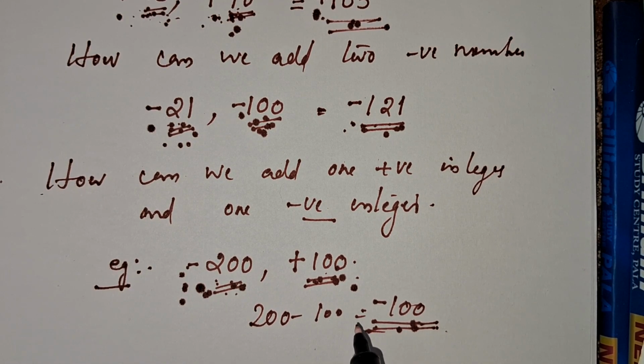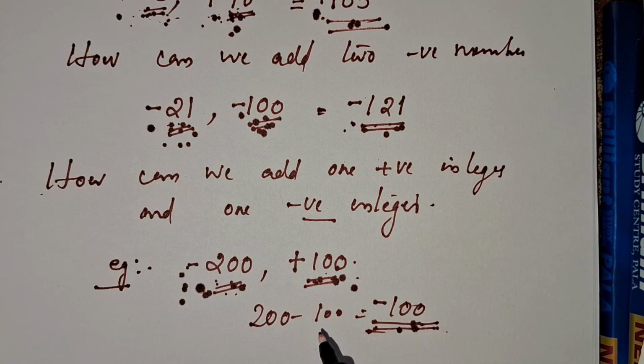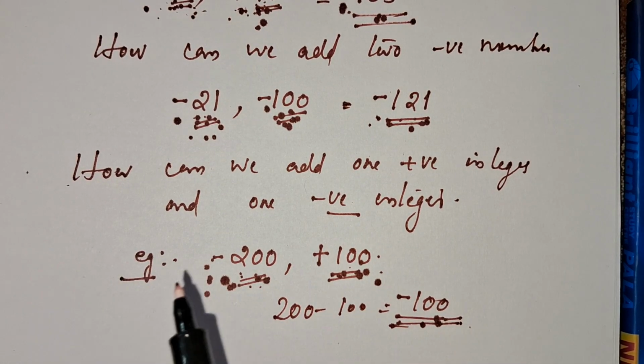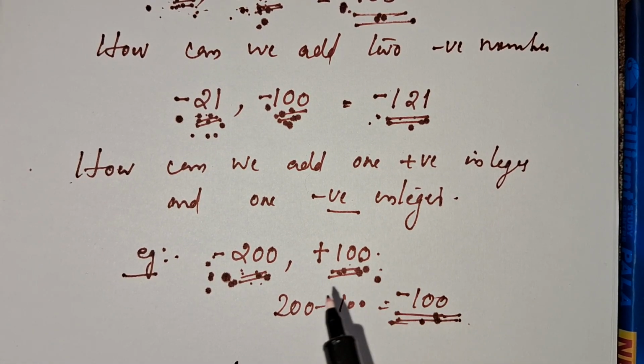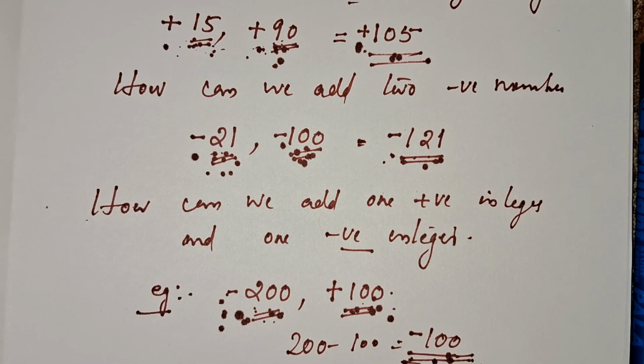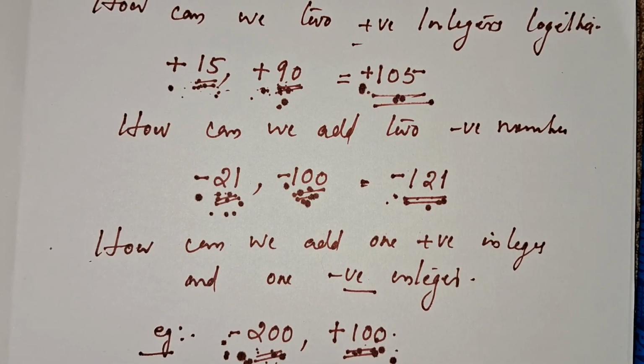That is the method. If two numbers have a positive sign, add the numbers together and put the positive sign. If two numbers have a negative sign, add the numbers together and put the negative sign. If two numbers have different signs, find the difference of the numbers and then put the sign of the greatest number. That is the method.